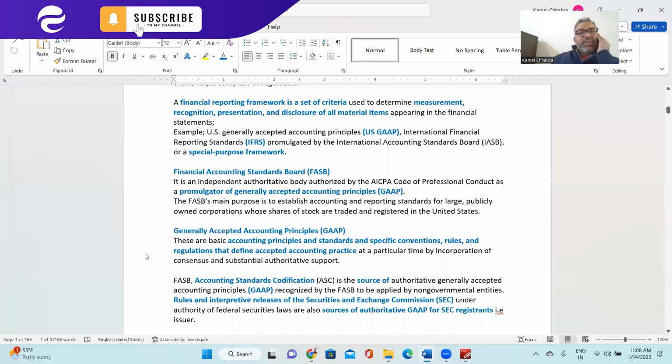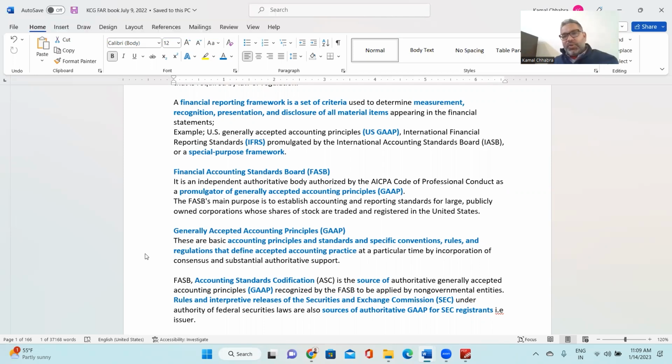Here, we were discussing the financial statement, right? The financial statement comes as per the financial reporting framework. The financial reporting framework can be US GAAP, IFRS, Ind AS, or any other specified financial reporting standard, right? In that, what you need to keep in mind are the measurement, recognition, presentation, and disclosure of all material items appearing in the financial statement. Make sense?